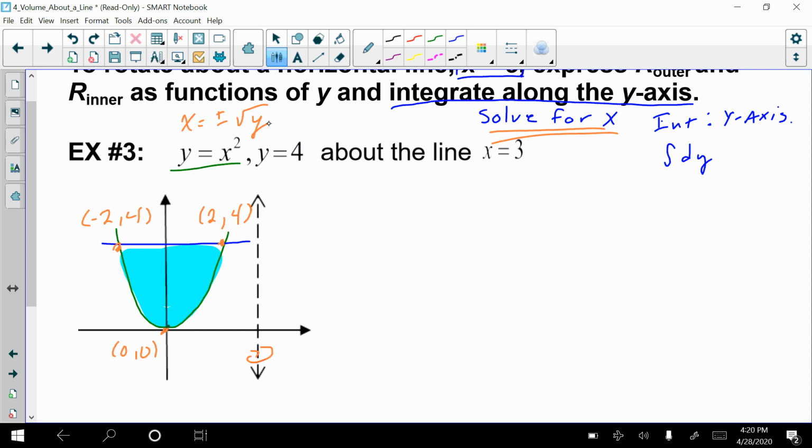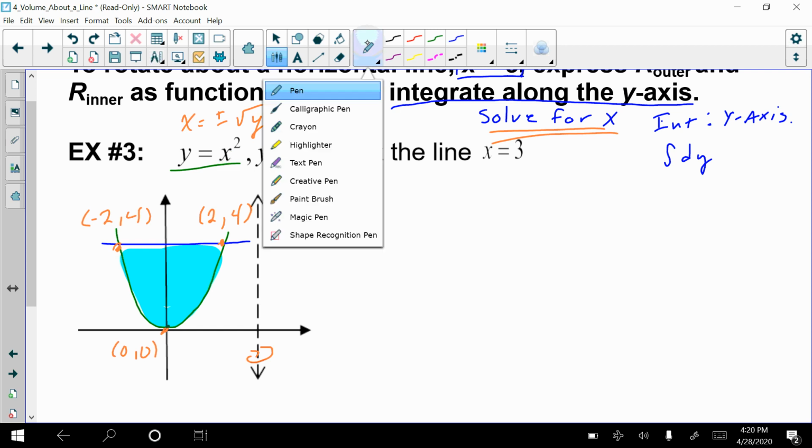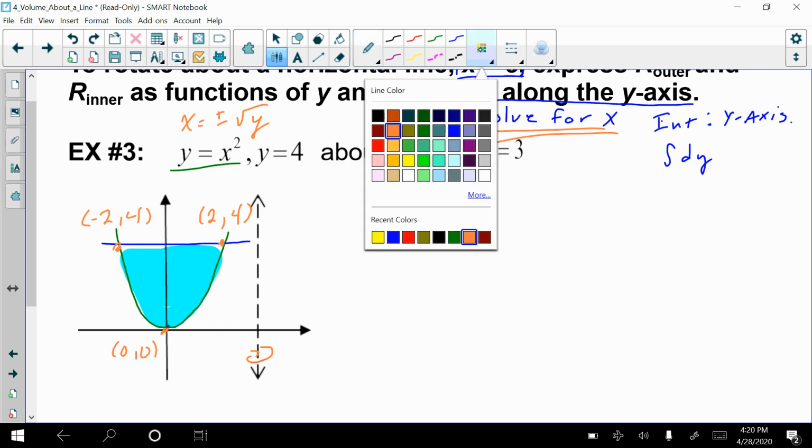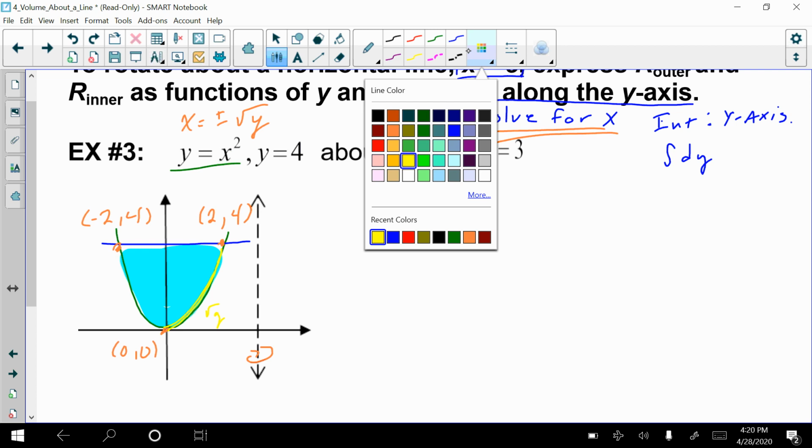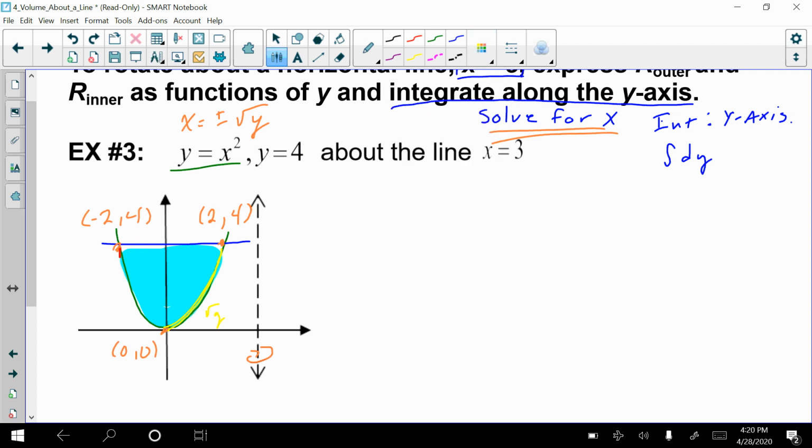So let me go ahead and identify where those are going to be. Let's take a brighter color. This side of the parabola is going to be the positive square root of y. And the other side on the left would essentially be the negative square root of y. And that's going to be important when we identify our inner and our outer radii. So let's see where those lines are going to be, what the length of those radii are going to be.